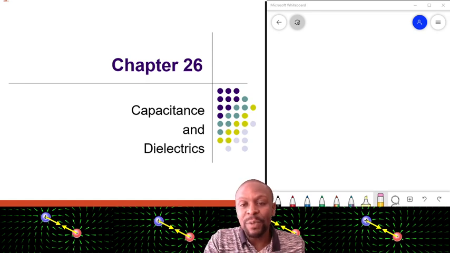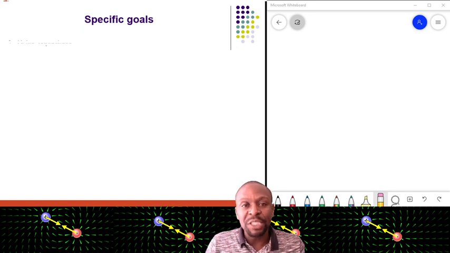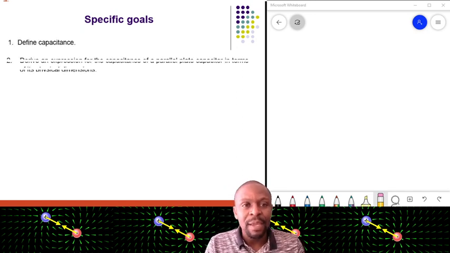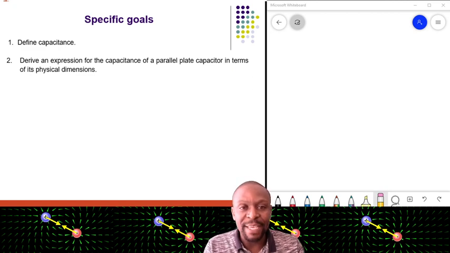Right. After doing this chapter, you will be in a position to define what capacitance is. And you will also be able to derive an expression for the capacitance of a parallel plate capacitor in terms of its physical dimensions. Now, note that there's a difference between a capacitance and a capacitor. And that is what we are going to start with when we dive into this chapter.